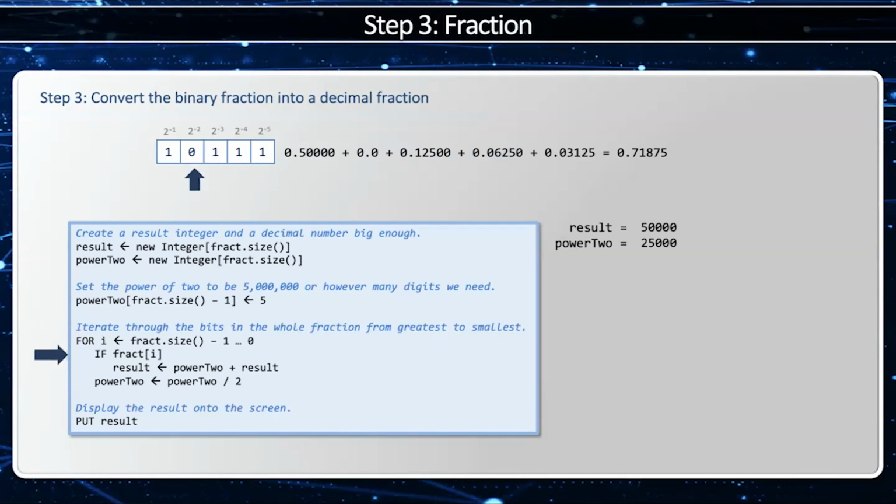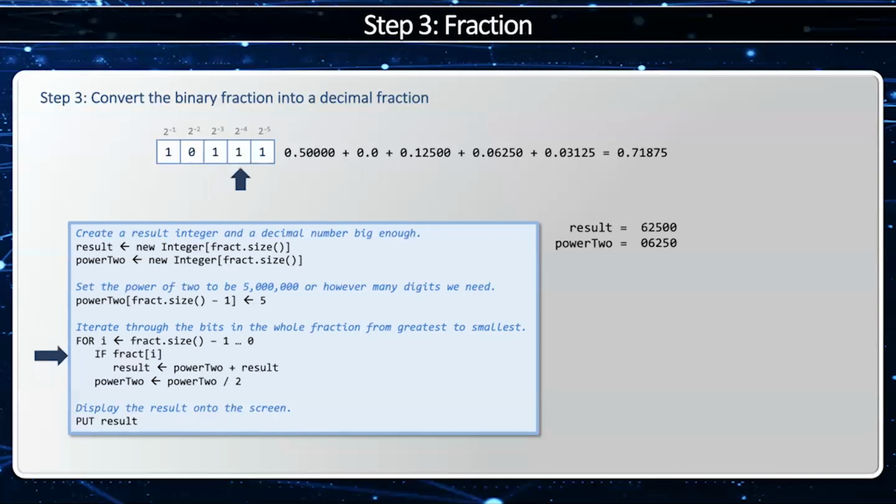All right, you go back up here again, advance to 0. Notice I have a 0 in this case, which means I do not add to the result. I go straight to the power of 2 and divide it by 2. Then I go back up to here, advance it. Now this guy is a 1, so I'm going to add it onto result. So 50,000 plus 12,500 is going to be 62,500. And then I'm going to divide my power of 2 by 2.